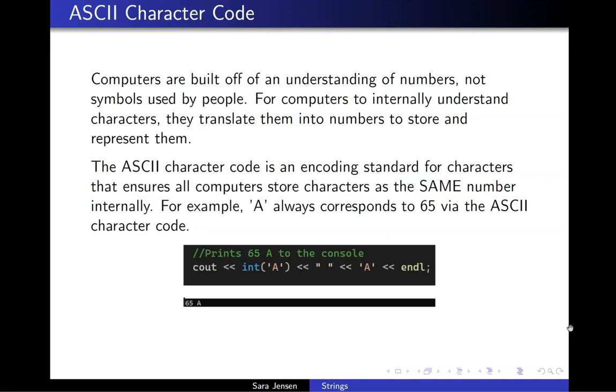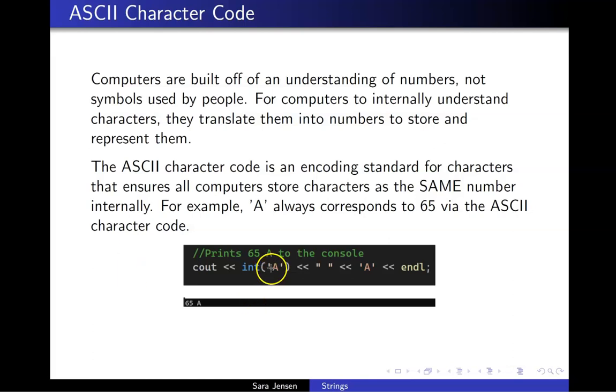As an example, all computers that utilize the ASCII character code are going to encode the single character A as the number 65. If you wish to see the ASCII character code in action, there is a way to print the internal representation for a character via the ASCII character code to the computer, and that way is through typecasting.